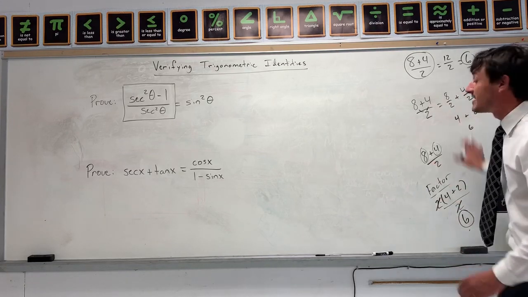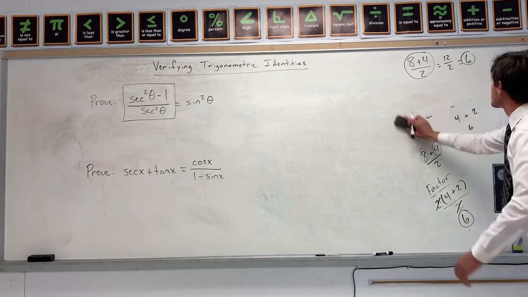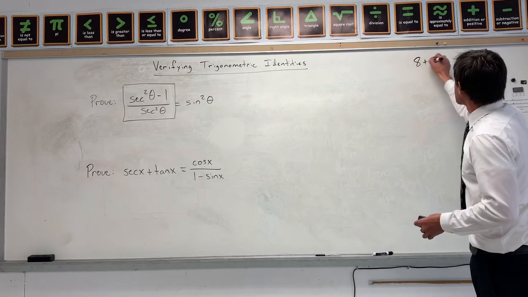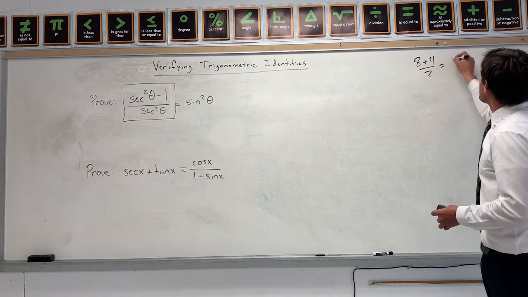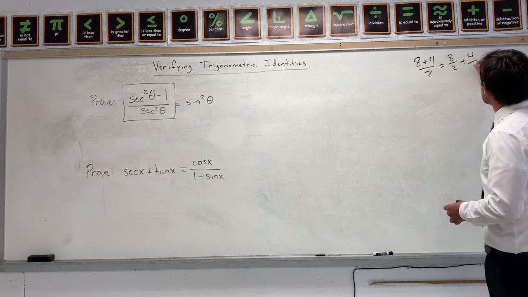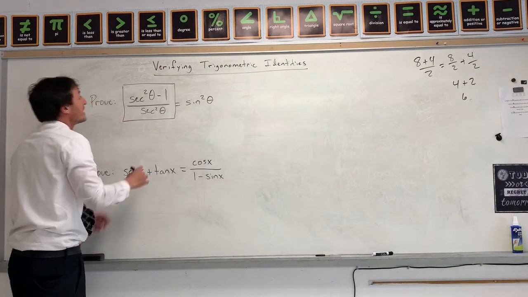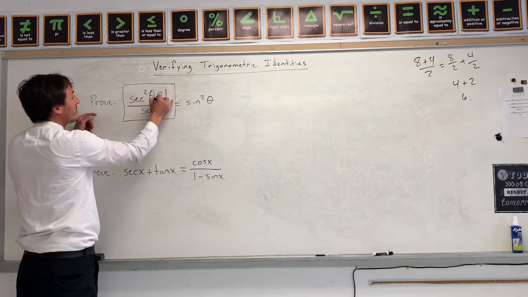So anyway, I just wanted to mention this. The trick that you're going to need to use today is simply this. If you have addition, 8 plus 4 divided by 2, you would write this as 8 over 2 plus 4 over 2, giving you 4 plus 2, which is 6. All right, so we can do the same thing with this. Notice it's a similar form. There's addition in the numerator.